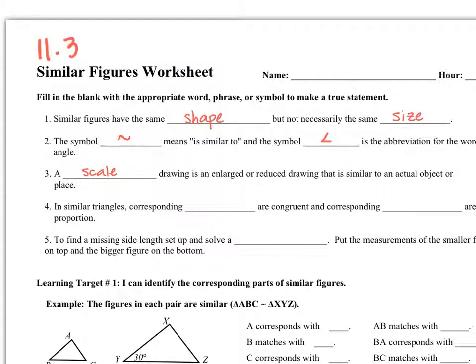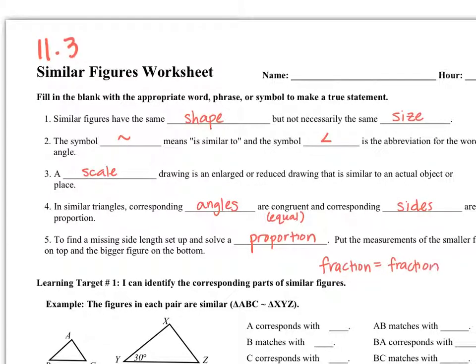Number four, when we have similar triangles, corresponding angles, we'll talk more about that word corresponding. Corresponding angles are congruent, right? Congruent means equal in measure. And corresponding sides are in proportion, right? They're proportional to each other. And to find the missing side length, I'm on number 5 now, we're going to set up and solve a proportion. And in math, a proportion is an equation that we can set up where a fraction equals another fraction.